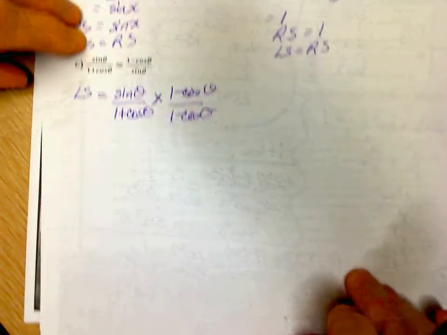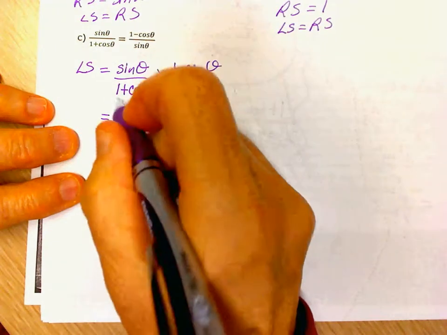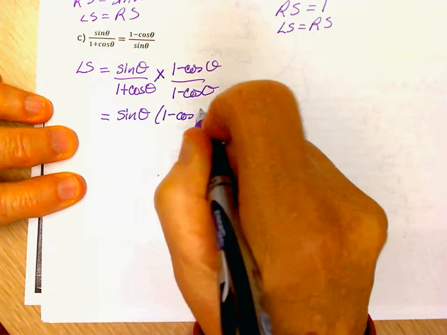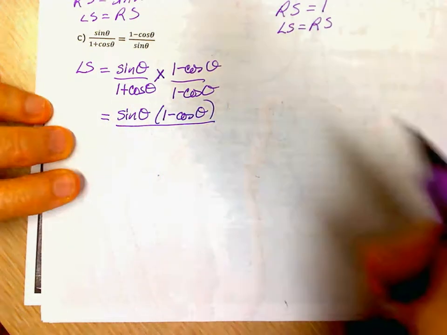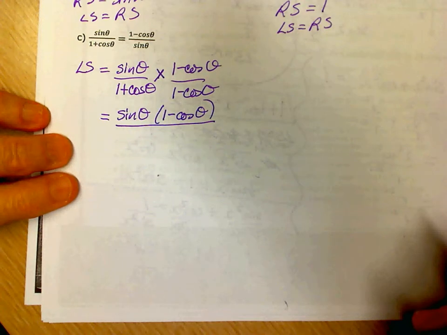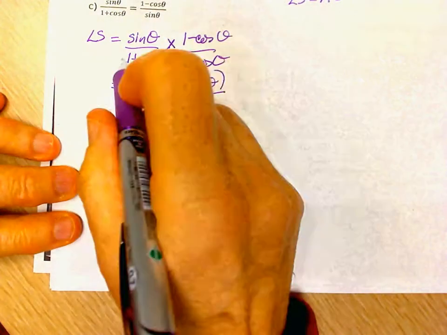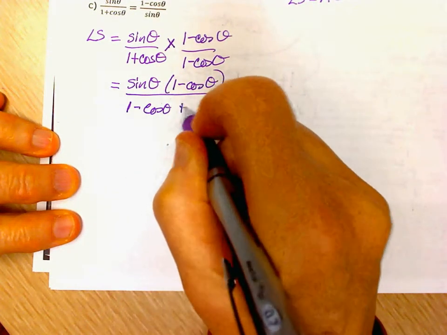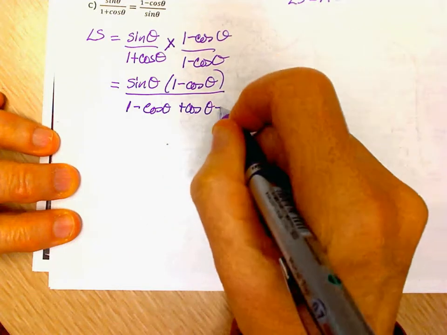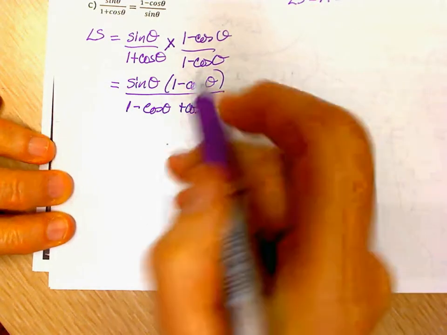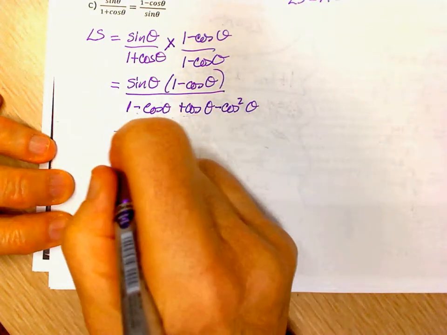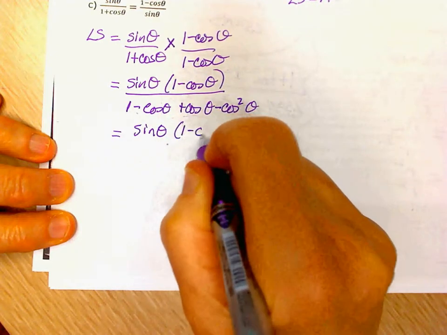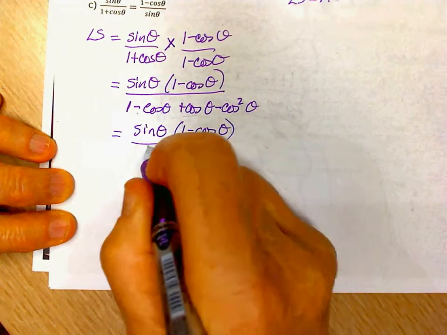So this is equal to sine theta times 1 minus cos theta all over, well, 1 times 1 is 1, minus cos theta plus cos theta minus cos squared theta. So that's going to fall out, right? So right now I have sine theta times 1 minus cosine theta all over 1 minus cos squared theta.